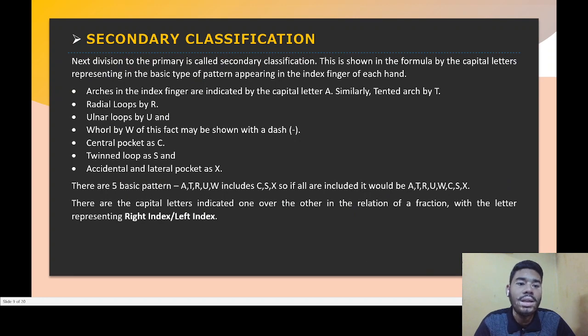Secondary classification. The next division after the primary classification is secondary classification. This is shown in the formula by capital letters representing the basic type of patterns appearing in the index finger of each hand. In secondary classification, we consider the index finger of each hand and give a capital letter according to their patterns. For example, arch is given a capital letter A. Similarly, tentative arch is given T.